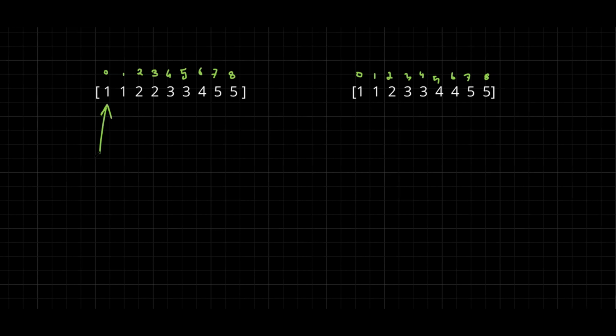The left is pointing to the first element. The right pointer is pointing to the last element. Now, let's calculate the mid. So here, the mid value will be left plus (right minus left) divided by 2. Now, suppose this mid value is an even number.